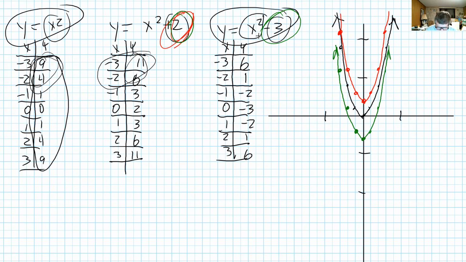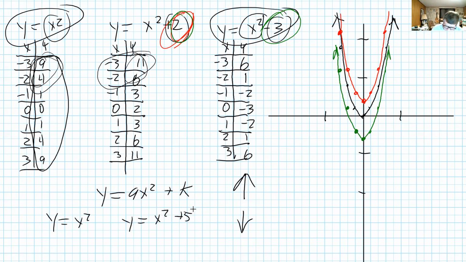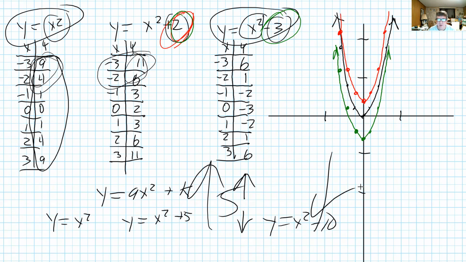Okay, so let's generalize on that idea. If we have something of the form y equals ax squared plus k, if k is positive, it's going to shift the graph upwards k units. If k is negative, it's going to shift the graph downward k units. So if I have the graph of y equals x squared, then y equals x squared plus 5 would be the same graph moved up 5 units. Y equals x squared minus 10 would be the same graph shifted down 10 units.